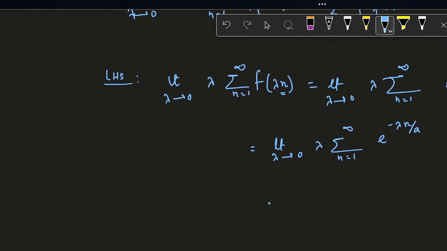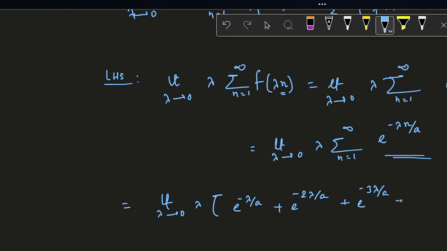Based on that, what we'll do is expand this exponential e to the power of minus lambda by a. Because there is a summation over n from 1 to infinity, we'll use different values of n starting from 1. So it is e to the power minus lambda by a plus e to the power of minus 2 lambda by a plus e to the power of minus 3 lambda by a, and like that it goes to infinity, because your upper limit of n is infinity.